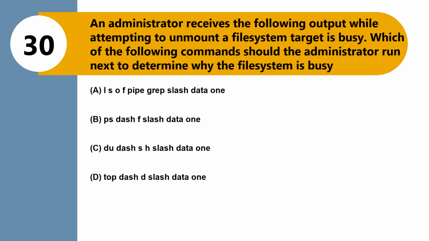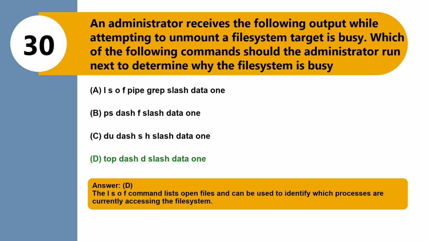Question 30. An administrator receives the following output while attempting to unmount a file system: target is busy. Which of the following commands should the administrator run next to determine why the file system is busy? Option A, lsof | grep /data1. Option B, ps -f /data1. Option C, du -sh /data1. Option D, top -d /data1. The correct answer is option D, top -d /data1. The lsof command lists open files and can be used to identify which processes are currently accessing the file system.